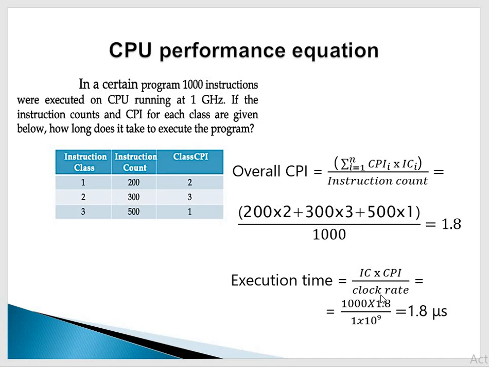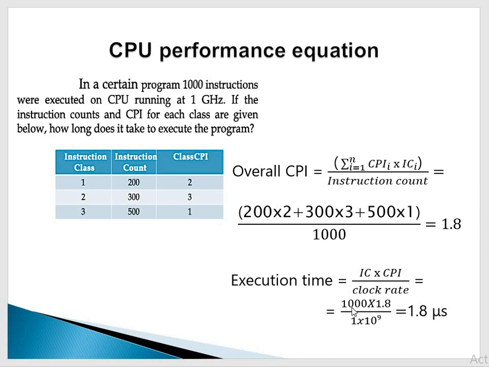The clock rate is given, and IC is also given, 1000 total instructions, but the overall CPI is not given. CPI is given, but it is different for the different classes. So before calculating the execution time, we will have to calculate the overall CPI, which can be calculated by using this equation. By putting the values of the given instruction count and CPI in this equation, we will get the overall CPI, and the overall CPI will be 1.8 in this case.